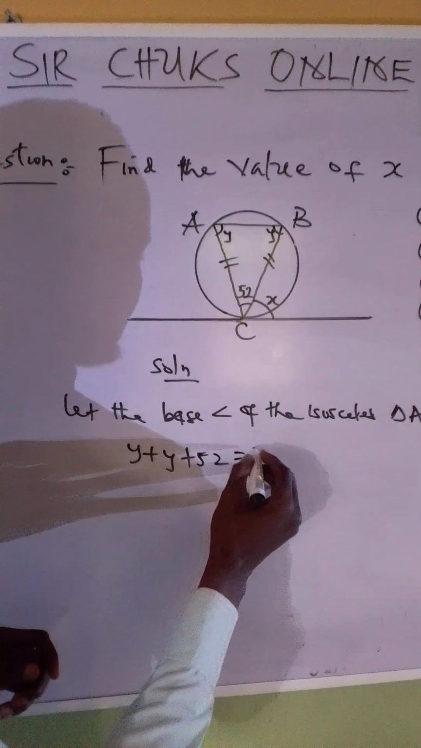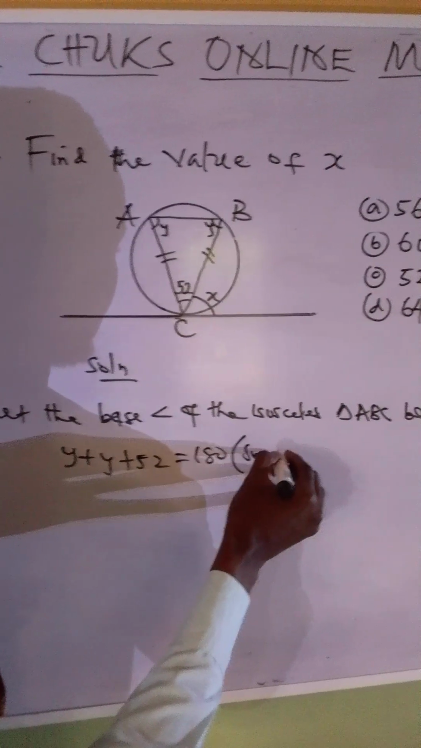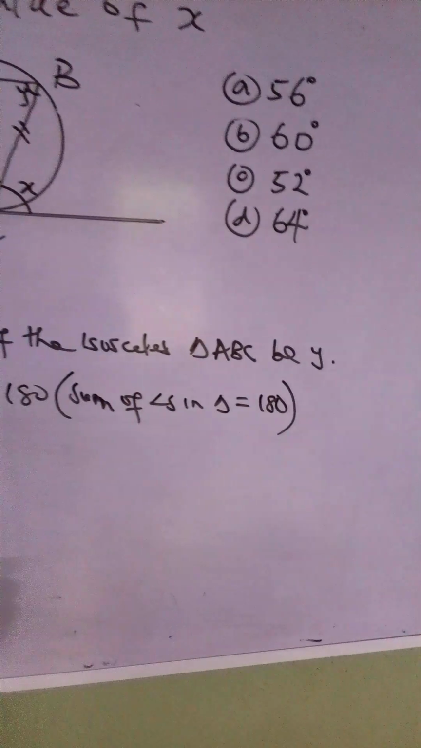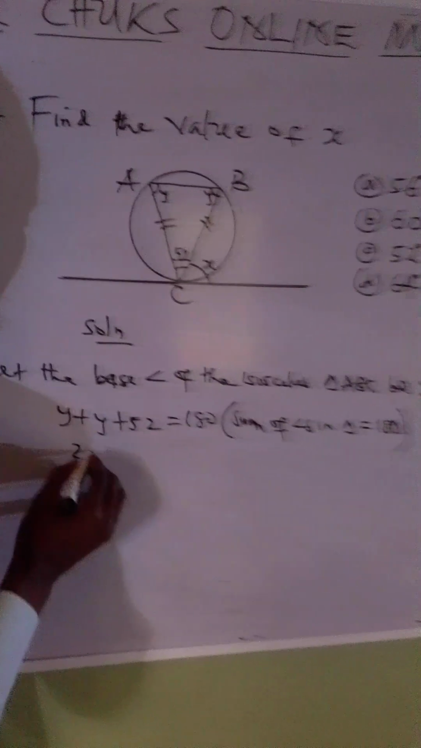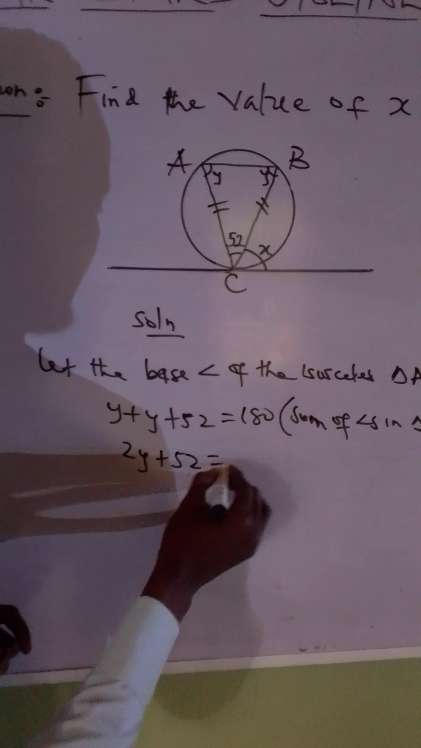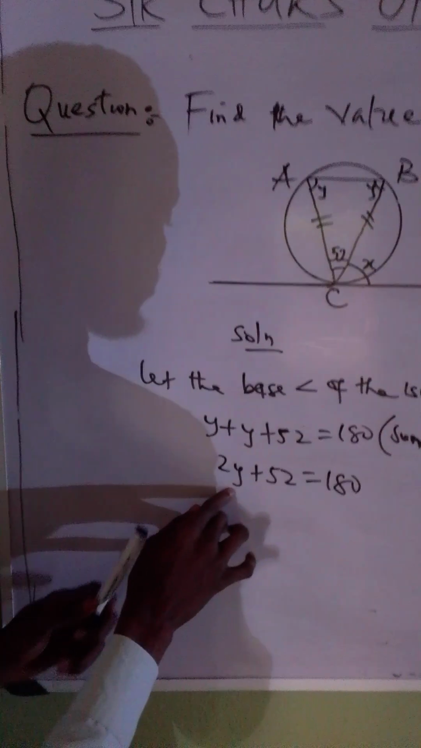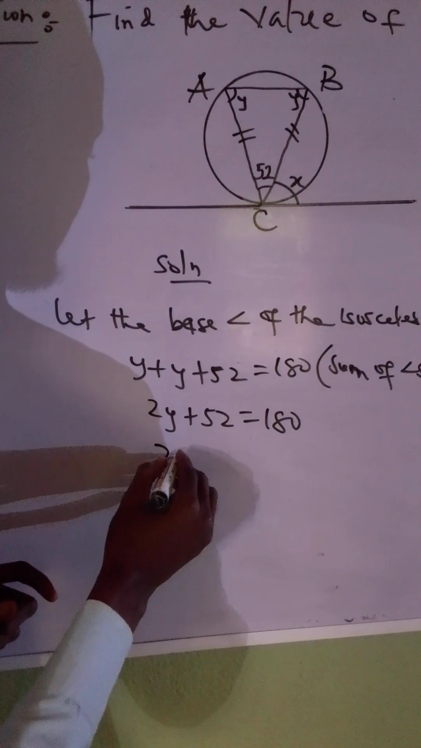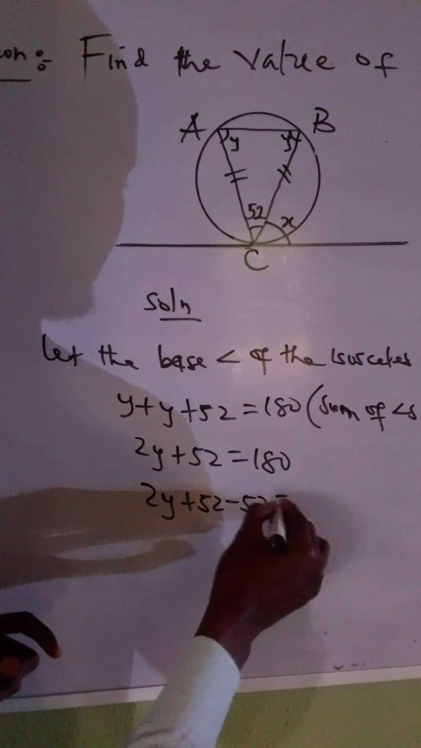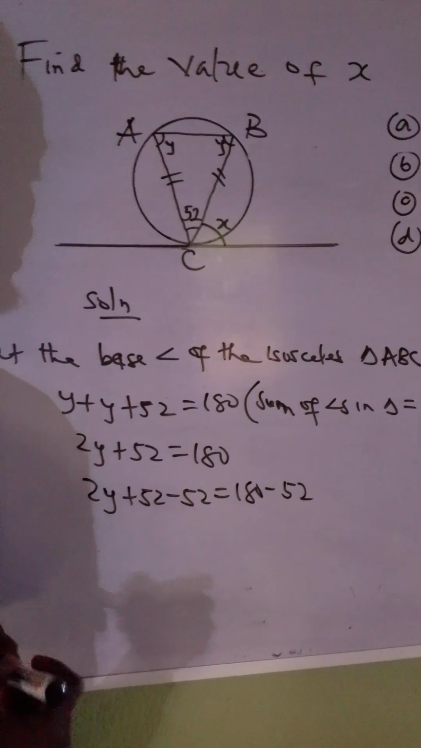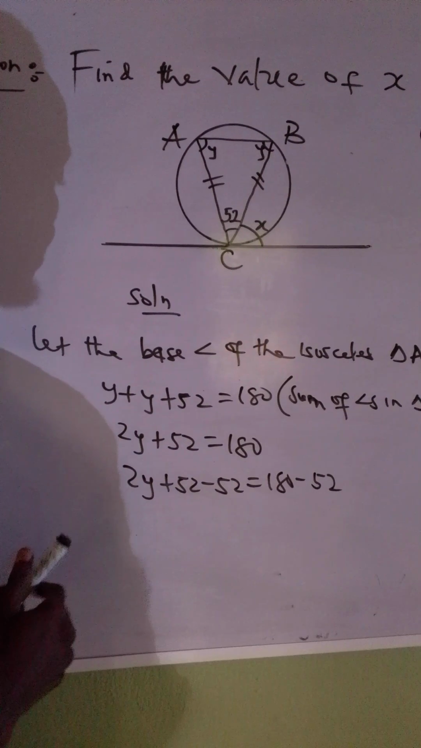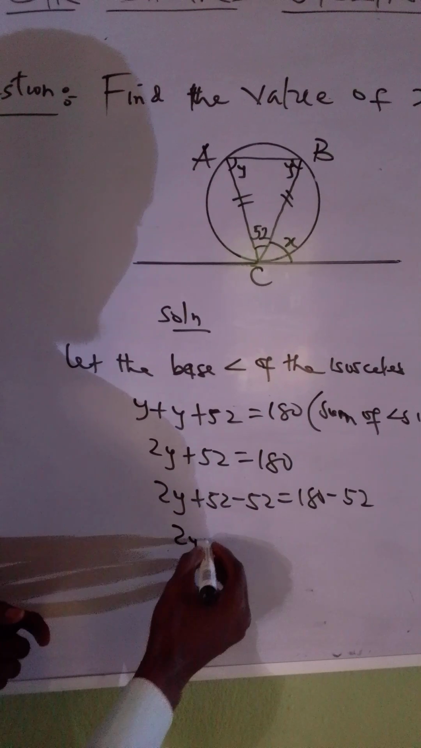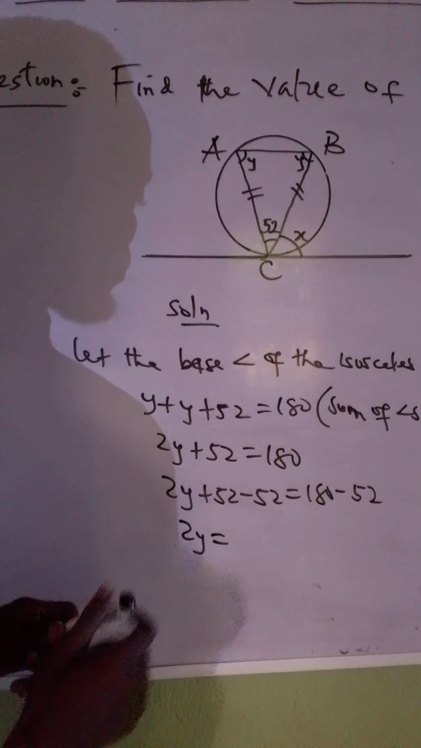Now, y plus y plus 52 gives us 180, which is the sum of angles in a triangle, equal to 180. So y plus y gives us 2y plus 52 equal to 180. In order to make 2y the subject of this equation, I have to add minus 52 to both sides to eliminate this 52. So we have 2y plus 52 minus 52 equal to 180 minus 52. Whatever is done on the right hand side should equally be done on the left hand side to balance the equation. So we have 2y plus 52 minus 52 is 0, equal to 180 minus 52 gives us what?